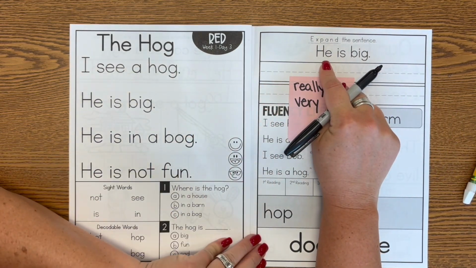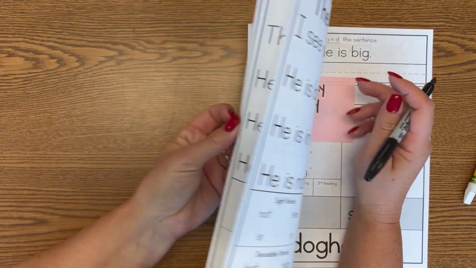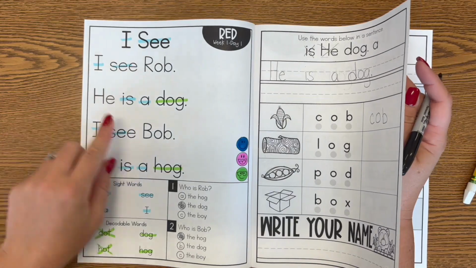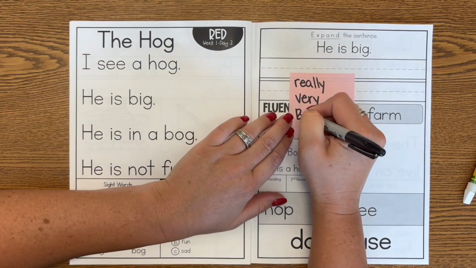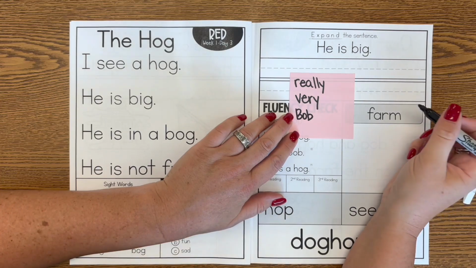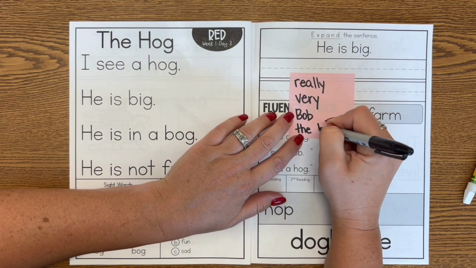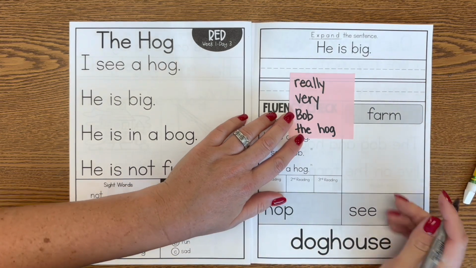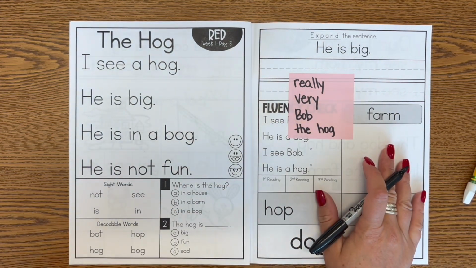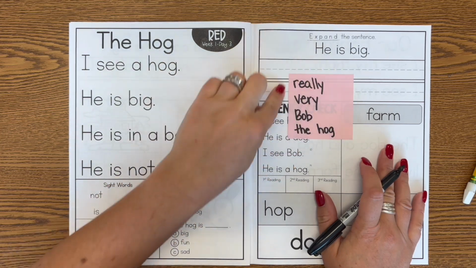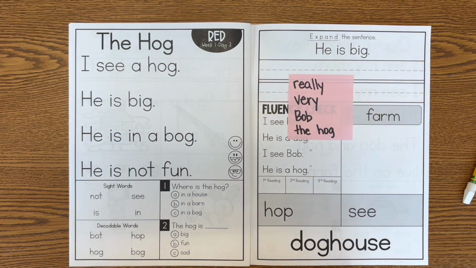Maybe instead of he, we want to find out what the hog's name is, and we want to look back and say, you know what? The hog's name is Bob. So I'm going to say Bob is big, or Bob the hog is big. And what I want students to notice is that they do have the potential, they have the ability, with some help and some scaffolds here, to write some bigger, juicier sentences.